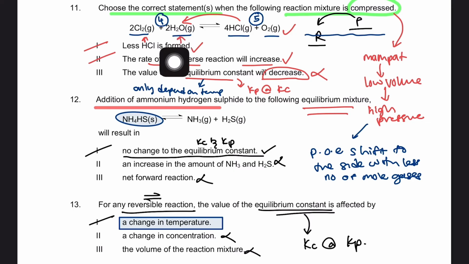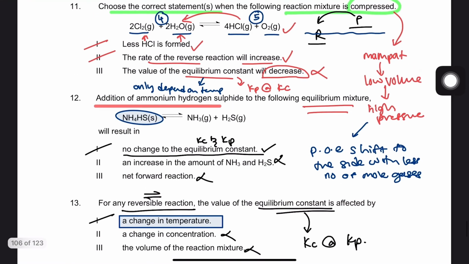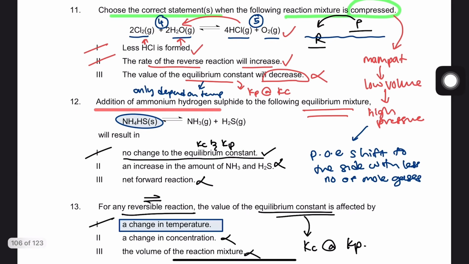Okay, so when it's shifting to the left, less HCl is formed, correct, because more reactants will be formed. The HCl concentration will decrease. Now, the rate of reverse reaction will increase? Yes, also because we are compressing the system, the mixture. The value of the equilibrium constant will decrease? No, remember, the equilibrium constant only depends on temperature. Changes in pressure do not change the equilibrium constant. So the answer is 1 and 2 only.